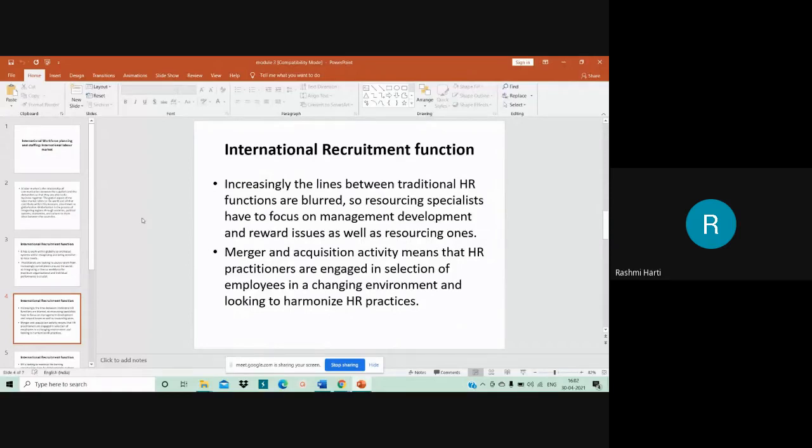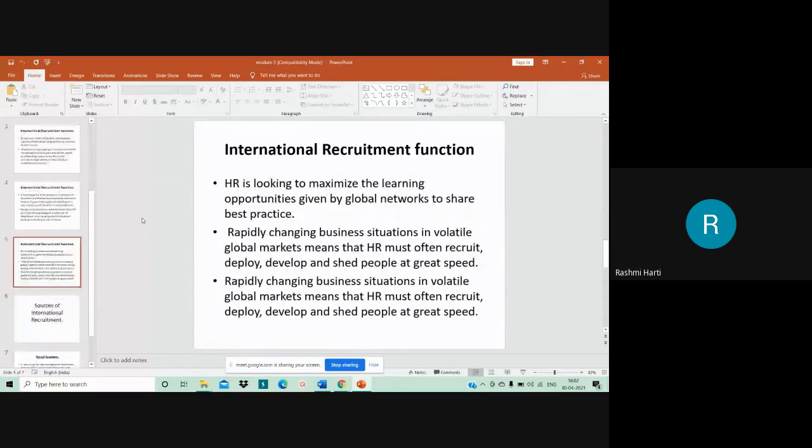So what the one company's HR practices and the other company's HR practices, which is situated in another country, when both are merging, they try to combine the right HR practices and put forth a harmonized HR practice. And basically, in the recruitment function, HR looks into maximizing the learning opportunities, giving global networks to share best practices. They share the best practices. Knowledge management is the key here. The learning organization is also key, wherein they keep on learning the best practices.